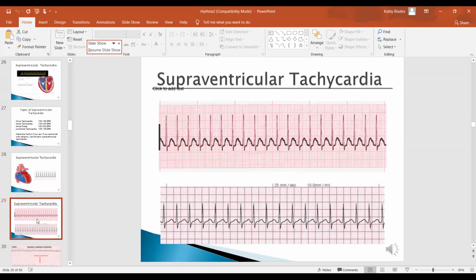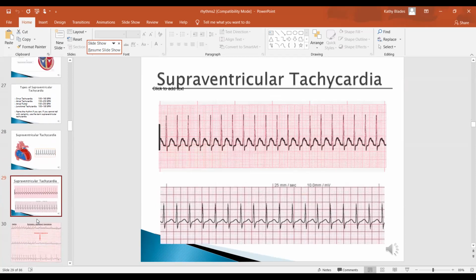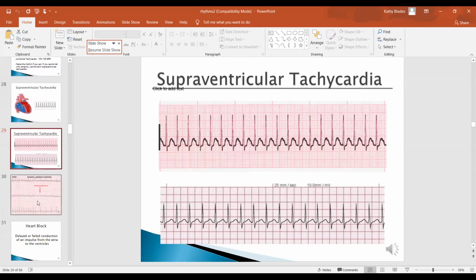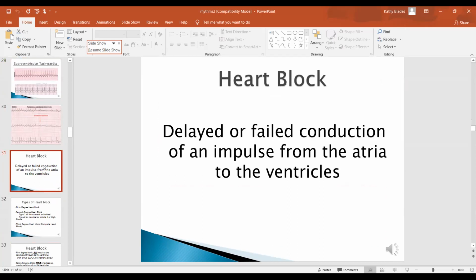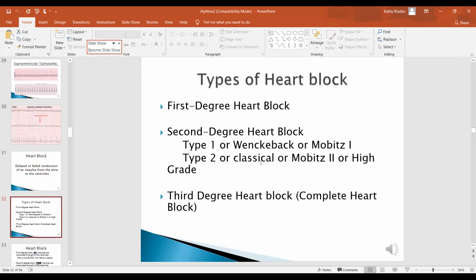And this is just more examples of supraventricular tachycardia, when that heart rate just beats so fast, you can't really distinguish which one of those above it is. So now we'll talk about a heart block. It's a delayed or a failed conduction of an impulse from the atria to the ventricles. And so, like we were talking about on the other slide, these are the types of heart blocks.